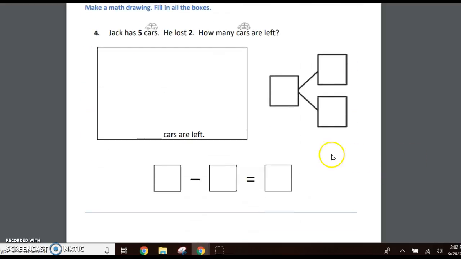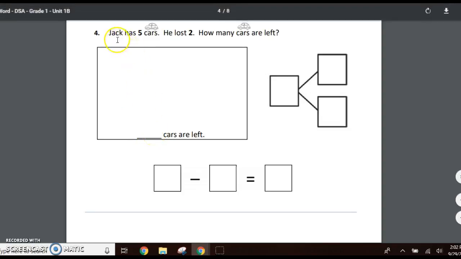Question number 4. Make a math drawing. Fill in all the boxes. Don't forget to fill in this blank right here. Jack has 5 cars. He lost 2. How many cars are left? Fill in this number bond and draw a picture to match the problem.